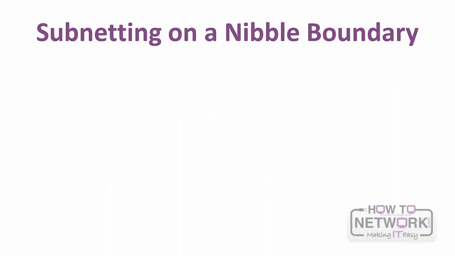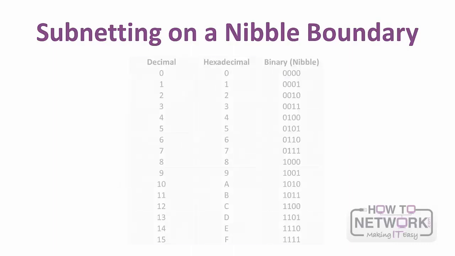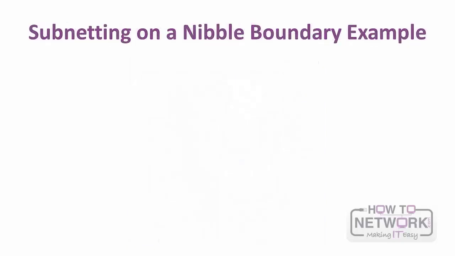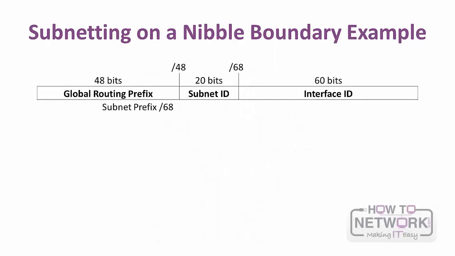If we are going to extend the subnet ID, which means using bits from the interface ID, it is best practice to subnet on a nibble boundary. Remember, a nibble is 4 bits, as shown in the following table. In the following figure, we are extending the /64 subnet prefix by 4 bits to a /68.